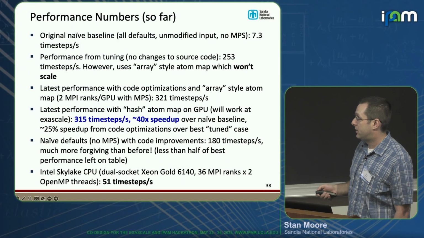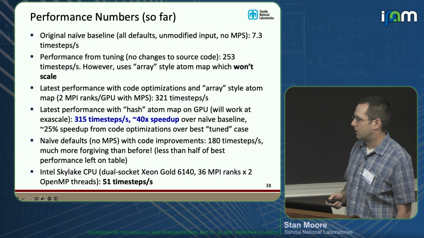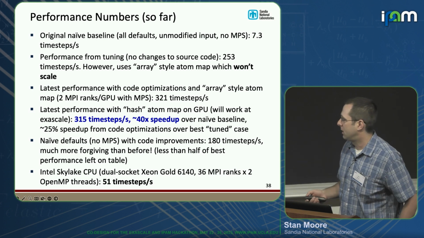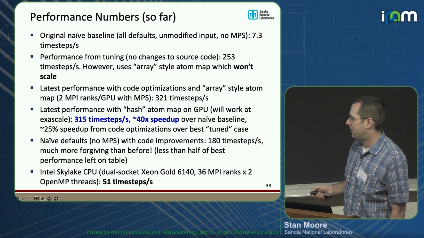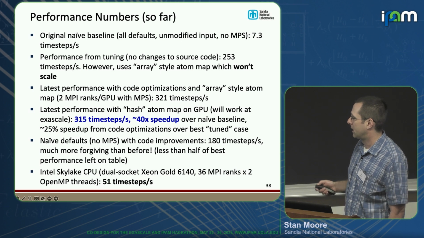I'll also mention that if you run this naive default, no MPS, with these code improvements, then it's a lot more forgiving. We're only leaving about half of the best performance on the table, versus over 30x for this really slow baseline. So porting the atom map and a few other code improvements gave a large speedup just for the naive defaults.